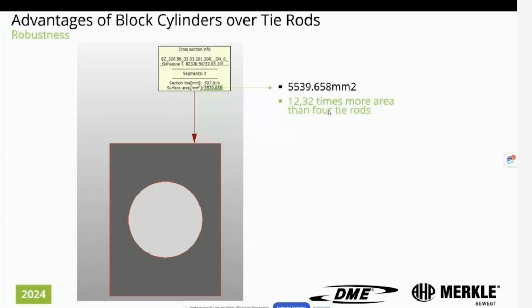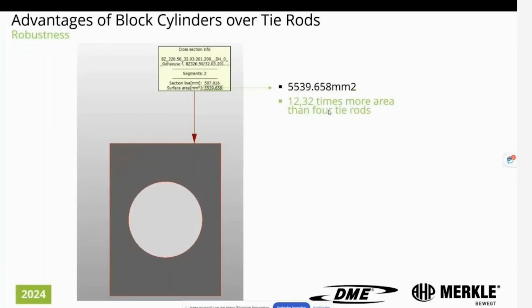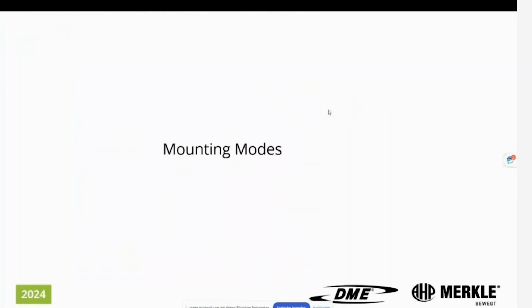Here we made a section also for us to see the difference between the surface of metal that we have. By making the section, we have 5,539 square millimeters. This means that we have 12 times more area than the 4 tie rods together. So I don't think this needs much more explanation. We can see perfectly that it is more robust than the tie rods. So coming back once more, we have 450 square millimeters against 5,540 square millimeters.